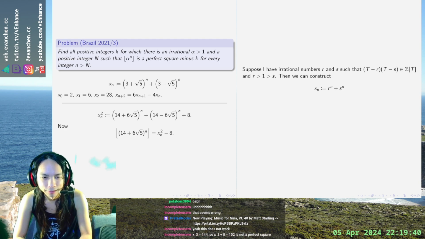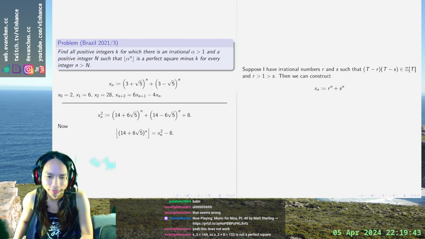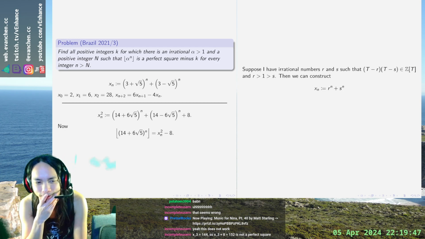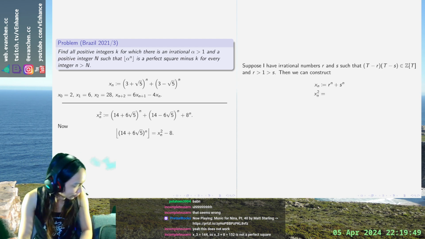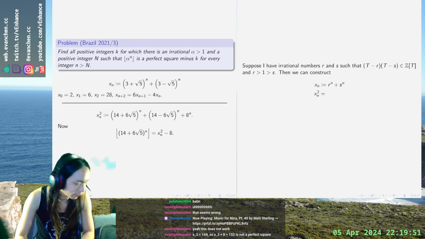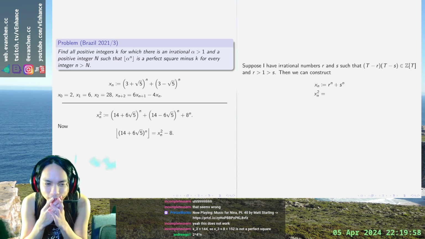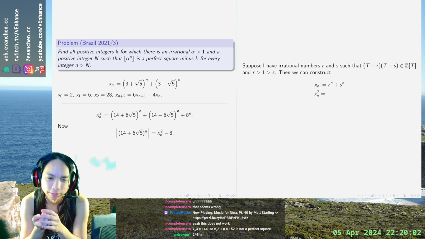Wait, am I stupid? Sorry, this is an a to the n, not... Never mind, ignore what I just said. Okay, so if I want this idea to work, I actually need specifically the product to be 1, right? Okay, so I can construct t equals 2.